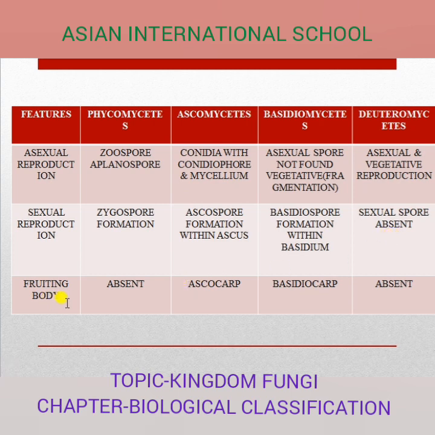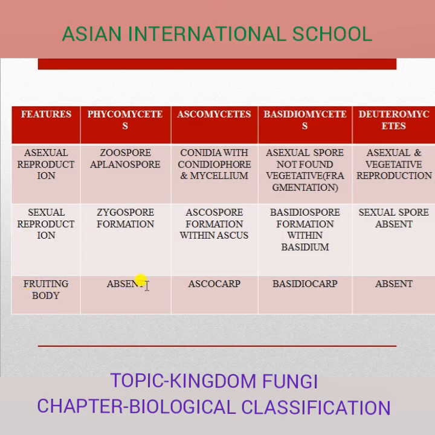Next, fruiting body. Obviously in the case of Phycomycetes, the fruiting body is absent. In the case of Ascomycetes, the ascocarp is present as the fruiting body, or ascus, we have also studied that. In Basidiomycetes, the basidiocarp is the fruiting body, or basidium. In Deuteromycetes, the fruiting body is also absent because they do not produce any sexual spore. For that reason a fruiting body is not necessary, because it is necessary only for sexual reproduction.